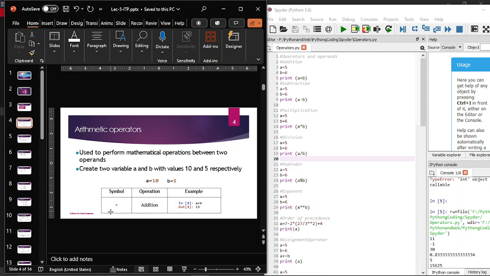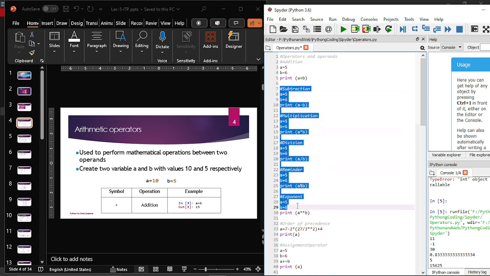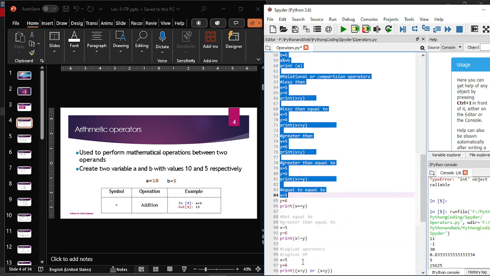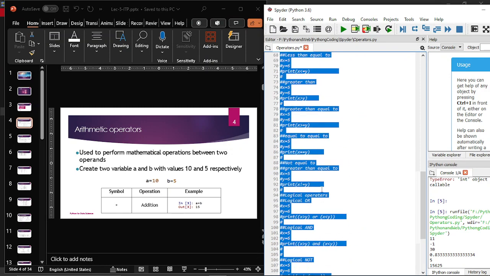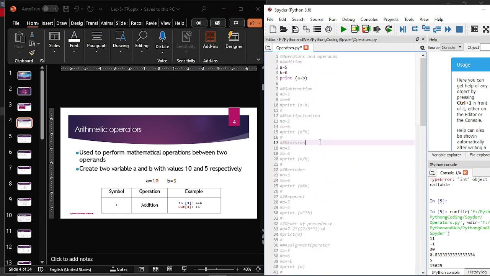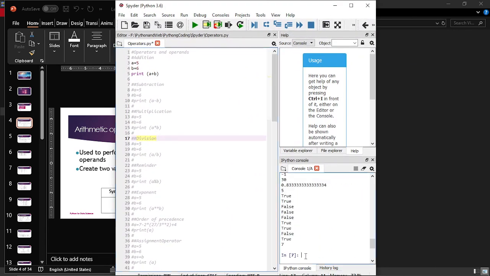There are various arithmetic operators. The first one is addition, and the symbol is plus. Let us see how we perform an addition operation. Please remember this addition comes under the category of arithmetic operators, because whenever we are performing any task, we should know under which particular operator it comes. I am going to comment all the other lines of code so that there is clarity, and then I am going to clear my console window also.